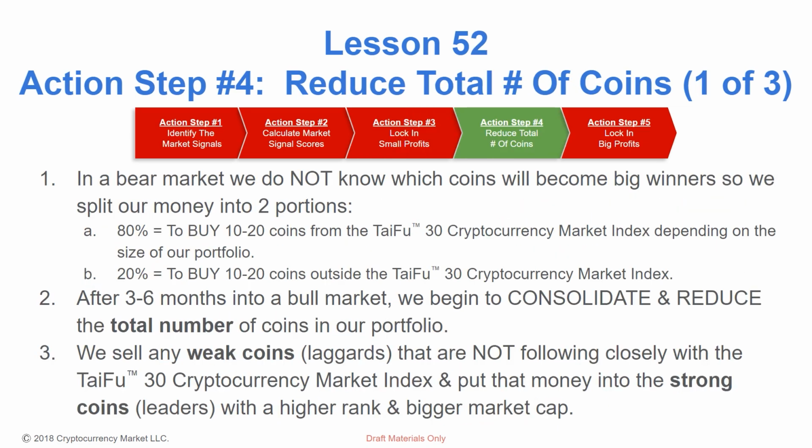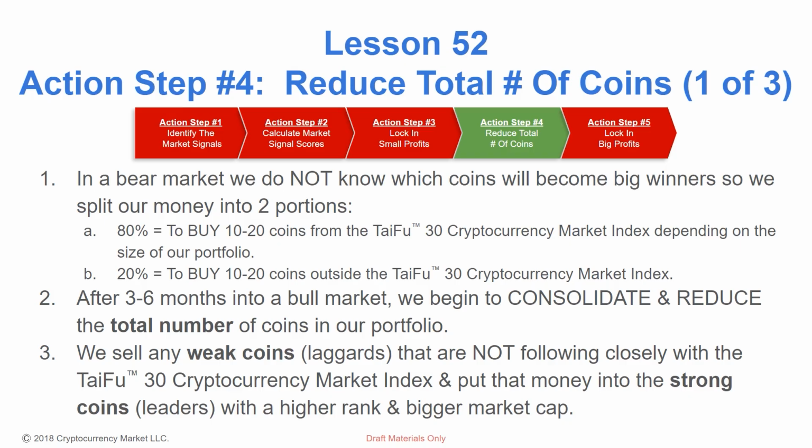In action step number 4, we're going to work to reduce the total number of coins. So in a bear market, we do not know which coins will become big winners, so we split our money into 2 portions, right? 80% is to buy 10 to 20 coins from the Taifu 30 cryptocurrency market index, depending upon the size of our portfolio, and then 20% of our capital goes to buy 10 to 20 coins outside the Taifu 30 cryptocurrency market index.